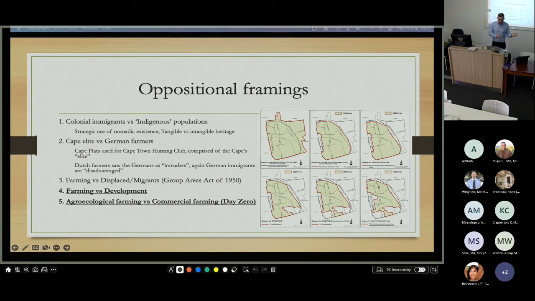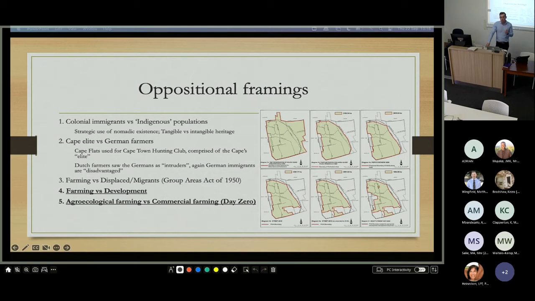The Cape elite at that time, the British, etc., had a hunting club, and the Cape Flats was used as a place to go hunt. And when they tried to push against it, because they would come into the area and hunt and ruin the crops and the very little progress that the German immigrants had made up to that point, when they took it to court, one of the judges was a member of the hunting club. So again, there's a lot of politics around insider-outsider and power, etc. Dutch farmers saw Germans as intruders. So again, maybe this is an interesting piece of the history of the area that also is silenced in many ways.